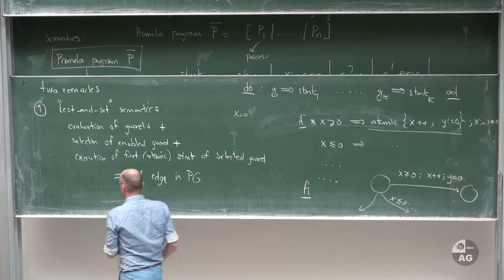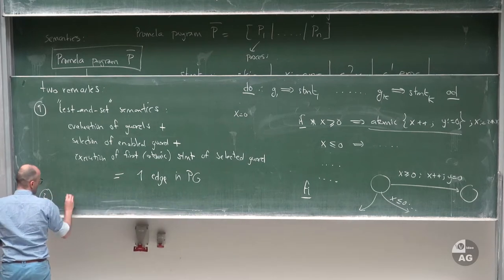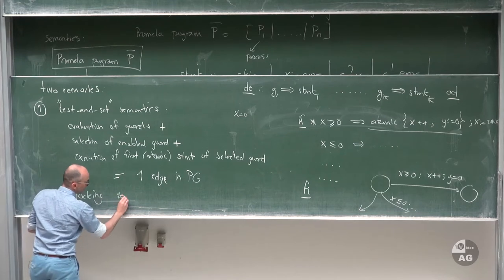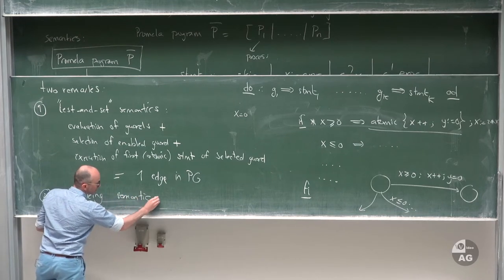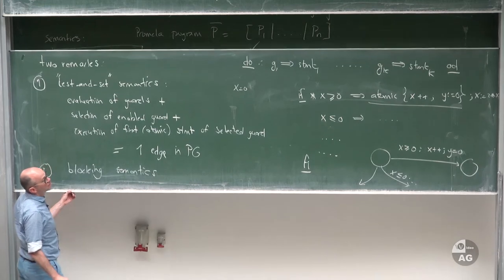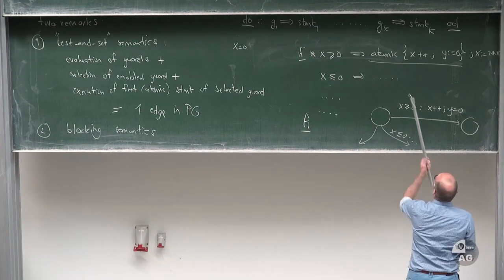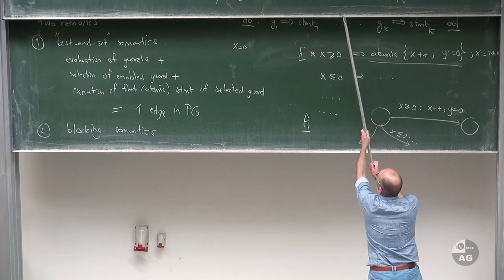Suppose that I have, so that's the second one, what I call the blocking semantics. And that's maybe the last remark about Promela. What does that mean? Maybe I do this by means of an example.